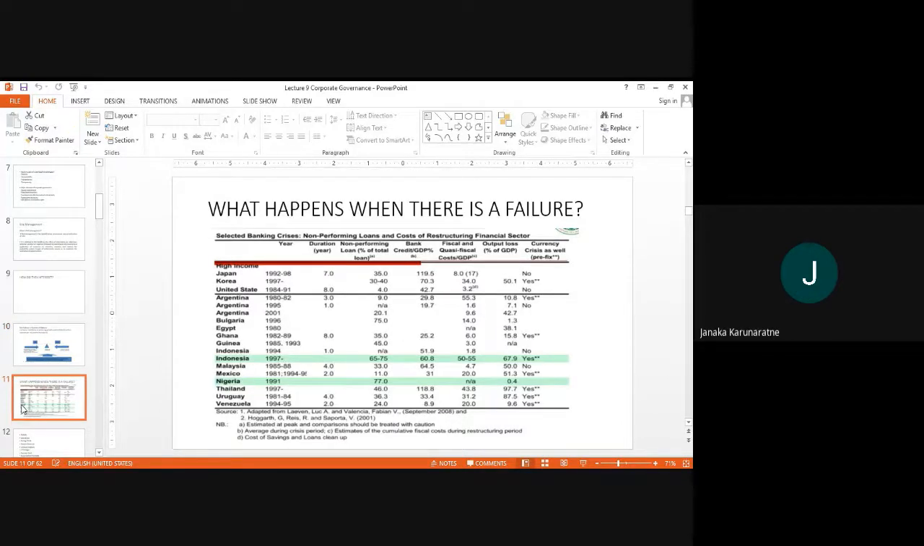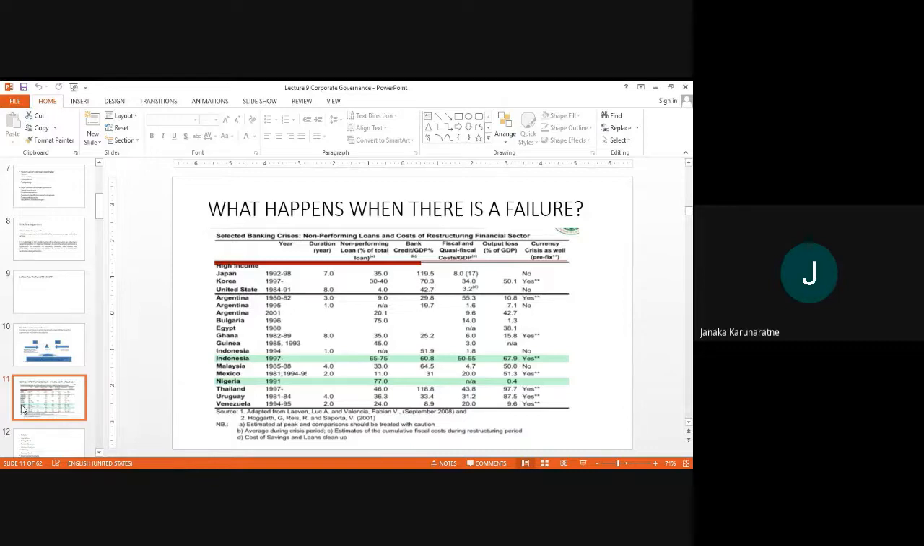Okay, so let's discuss a few examples of failure. I have given this slide to explain, in different regions across the world, in different countries, during different times, the failures that have taken place and the cost to the financial sector and to the overall economies. If you look at high-income countries like Japan, Korea, and the United States, during the 80s and 90s, these countries have faced certain crises.